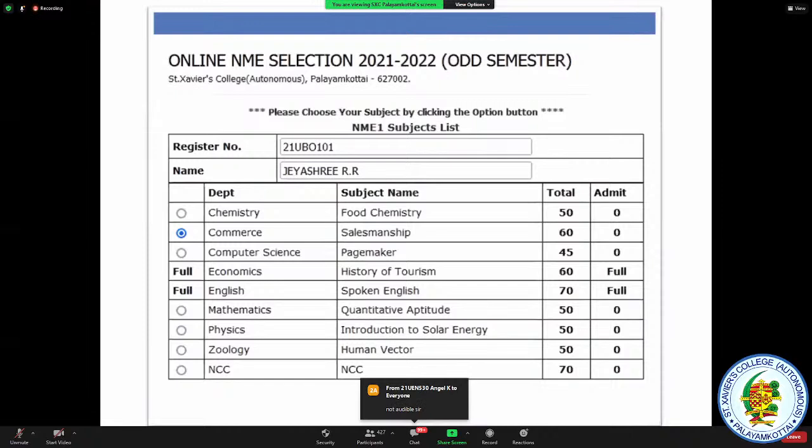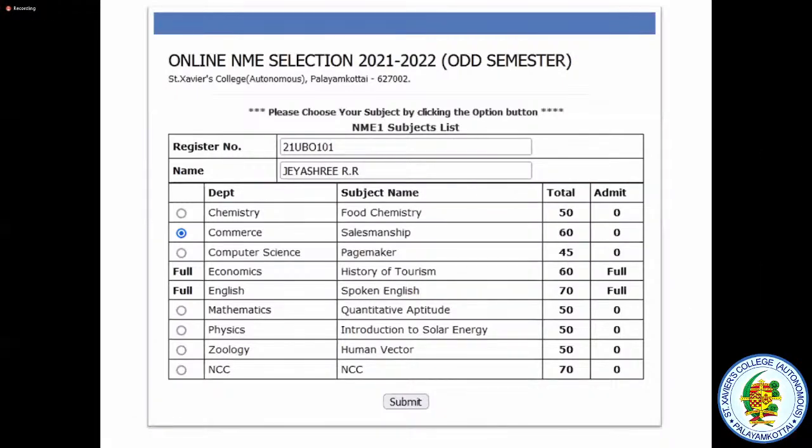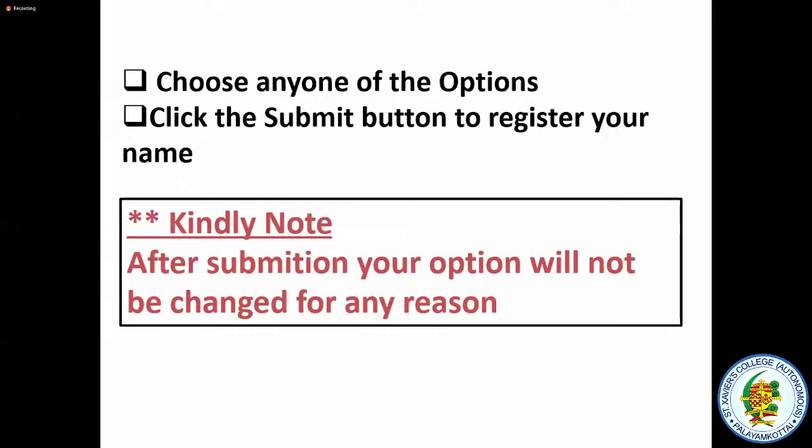So if the course is full, then a message called full is displayed. You may not be able to choose the course. Just click any one of the courses and submit. So choose any one of the options, click the submit button to register your name. Kindly note that after submission, your option will not be changed for any reason. So this is very important. Please choose wisely, think twice and then click your option.